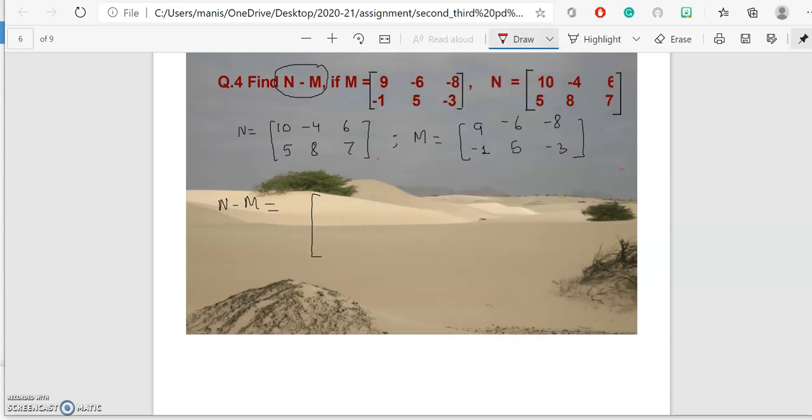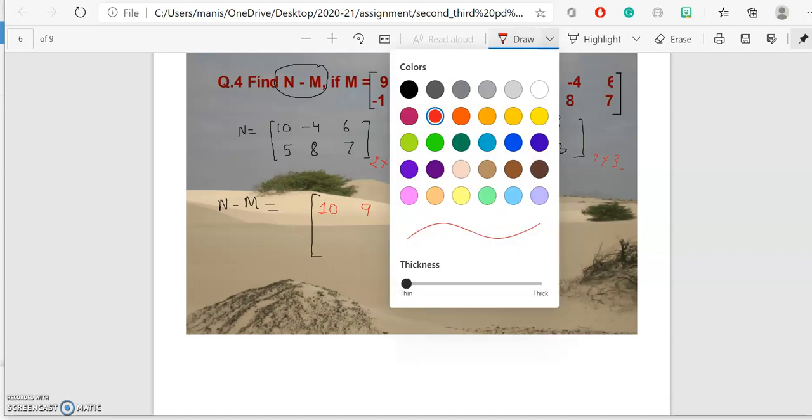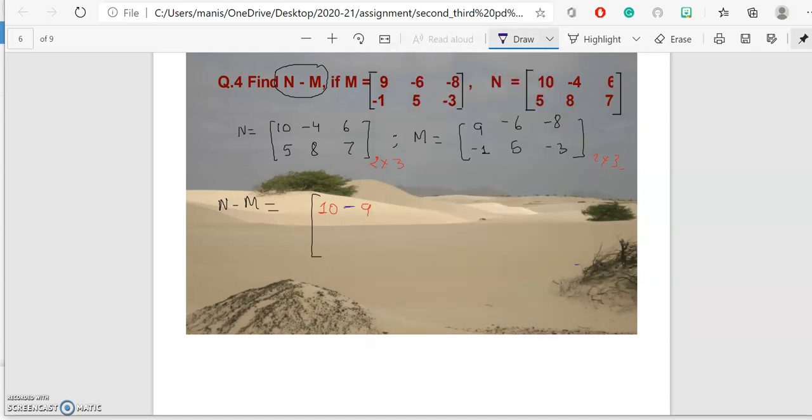Order, how many rows are here? 2 rows and 3 columns. This is 2 rows and 3 columns. Yes, it looks good. We can proceed. Alright, now what was the formula? N is what? 10 minus 9. So I write minus 9 over here, and I will use a different color for my minus sign as I was doing earlier. This time I'm taking blue color. 10 minus 9. There you go.